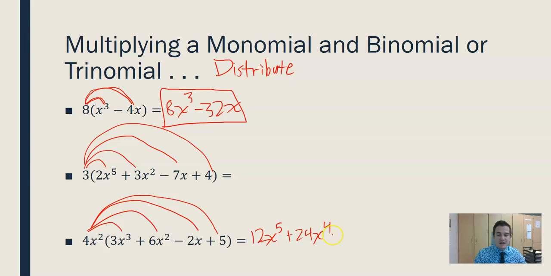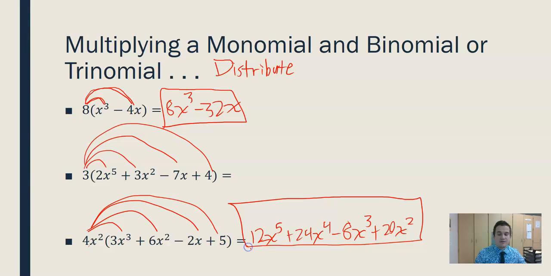4x squared times negative 2x is negative 8x to the third. And 4x squared times 5 is 20x squared. And that right there would be my final answer. So that's multiplying a monomial by another polynomial. However long it is, you distribute that monomial into every single element of that polynomial.